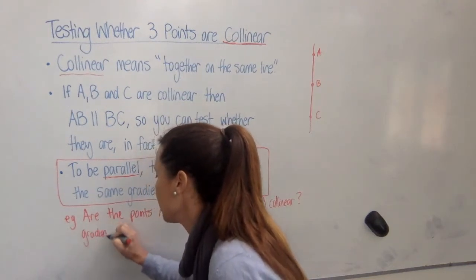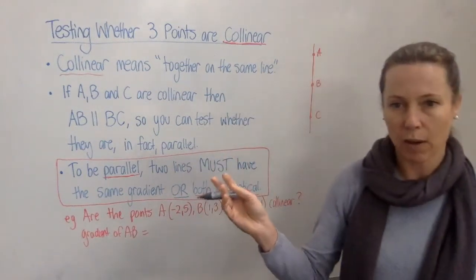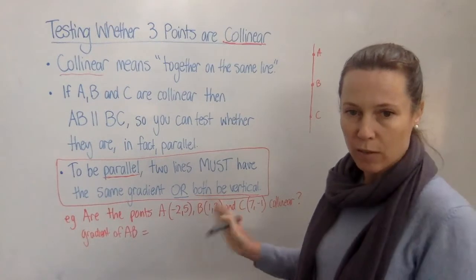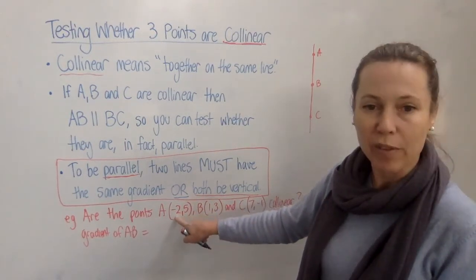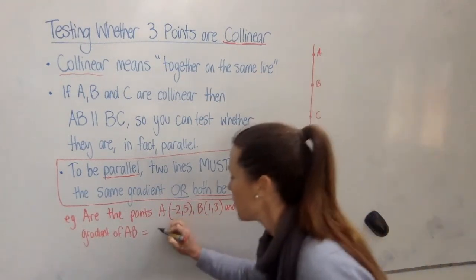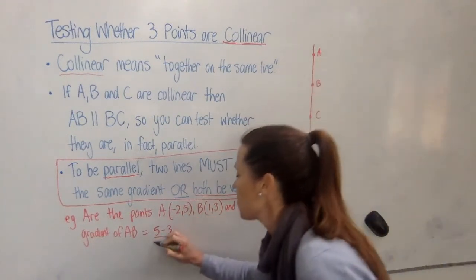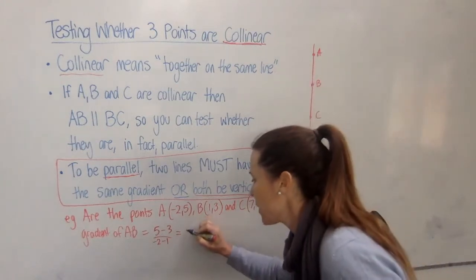Gradient of AB. Now we can use the y2 minus y1 over x2 minus x1 formula. It doesn't matter which ones are our 1s and 2s, remember, as long as if we're starting, say, with the 5, on the bottom we've got to start with the minus 2. So let's do that. We've got 5 minus 3 over minus 2 minus 1. So that gives us 2 over minus 3.